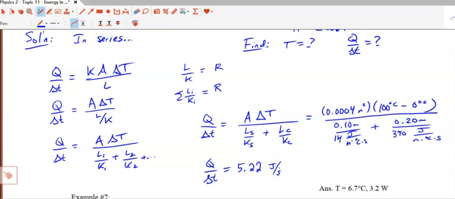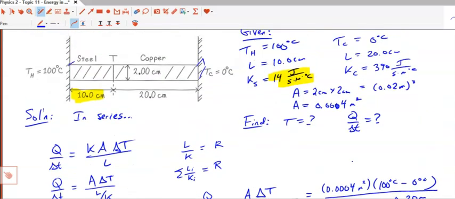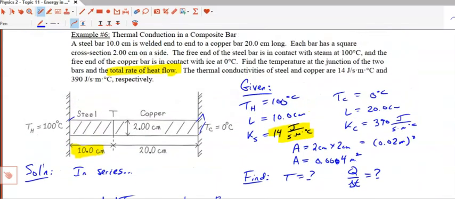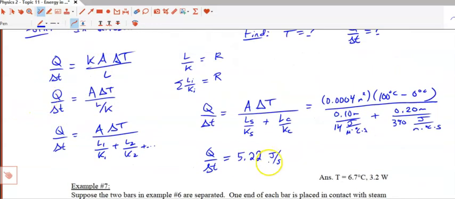So if you're trying to find the total heat flow without knowing the intermediate temperature between the two surfaces, you could use this shortcut method. If you're asked to find the temperature in between, then you're going to need to do the other method we did earlier. I suppose you could find the total heat flow rate this way, and then use the formula just for steel and solve for the change in temperature. So that's another way of doing it. But anyway, now you have different ways to look at it.